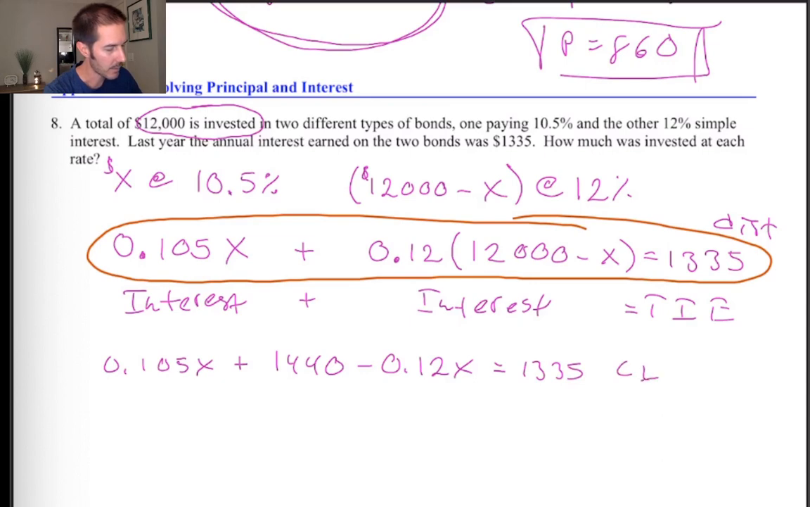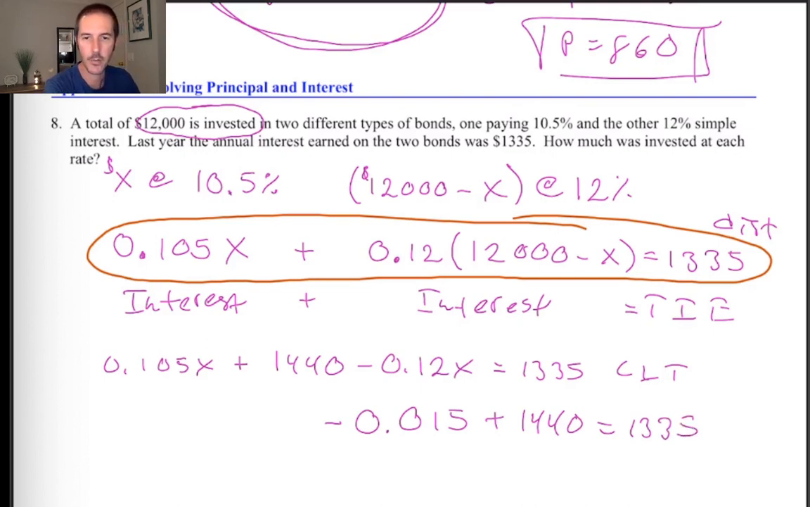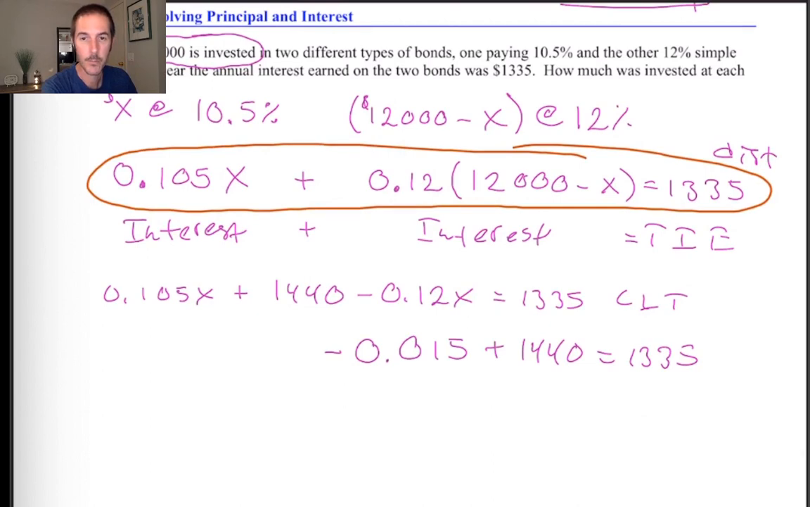And now on the left-hand side, I'm going to combine like terms. So I've got 0.105 minus 0.12, and that's equal to negative 0.015. We still have that positive 1440 on the left-hand side of the equation. That's equal to 1335 still on the right-hand side of the equation. And I'm going to start isolating my variable. I forgot my variable. Just sneak it in there after the 0.015, put a little x in there. And now I'm going to isolate the variable. It's already negative on the left-hand side of the equation. I don't love that, but it is what it is. It'll be okay. Leave it there.